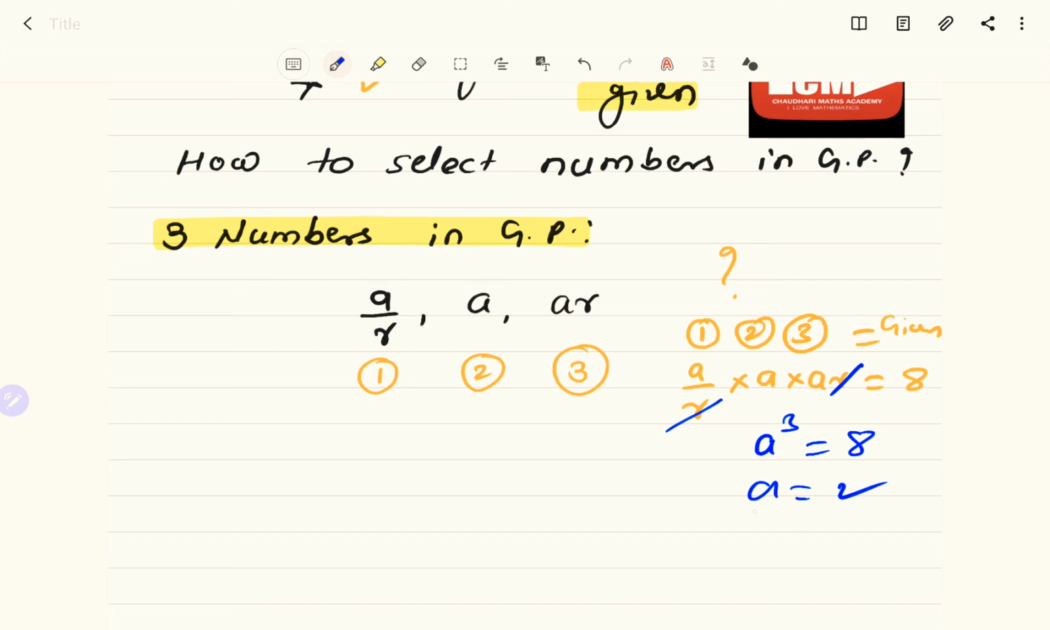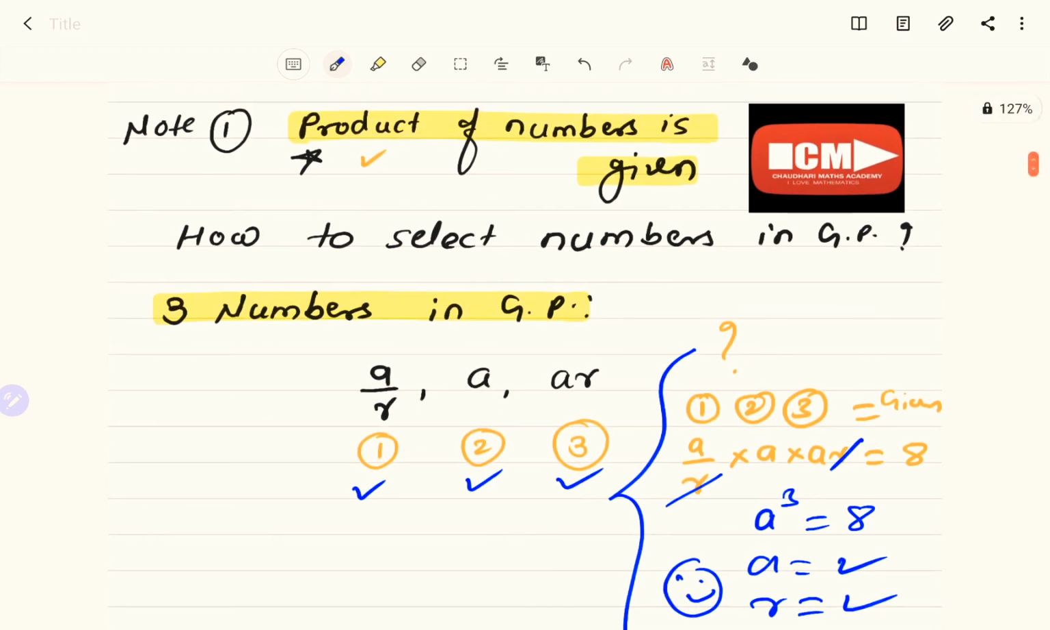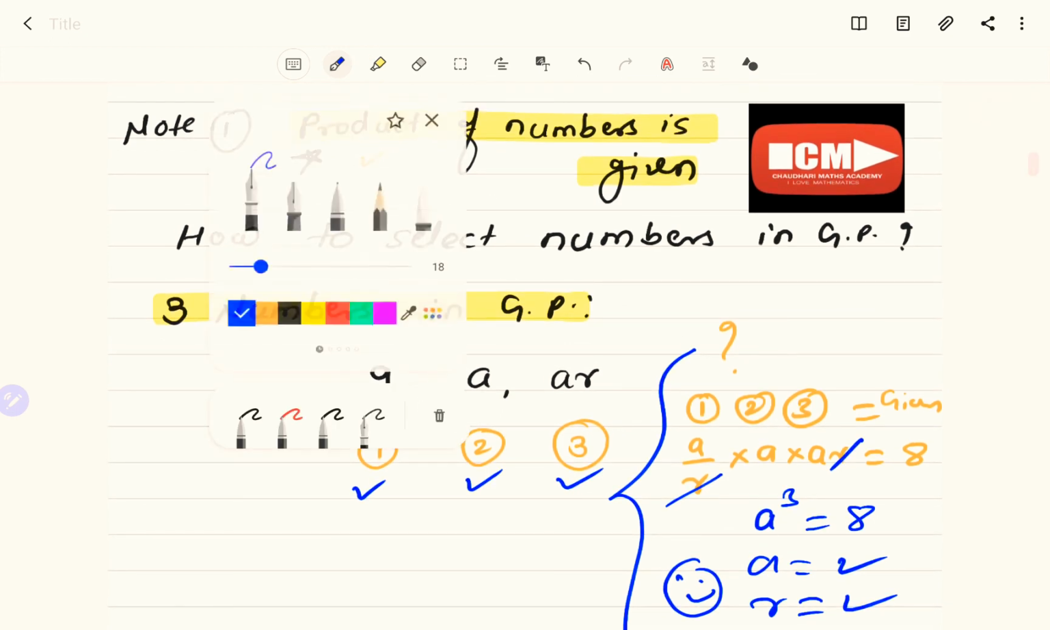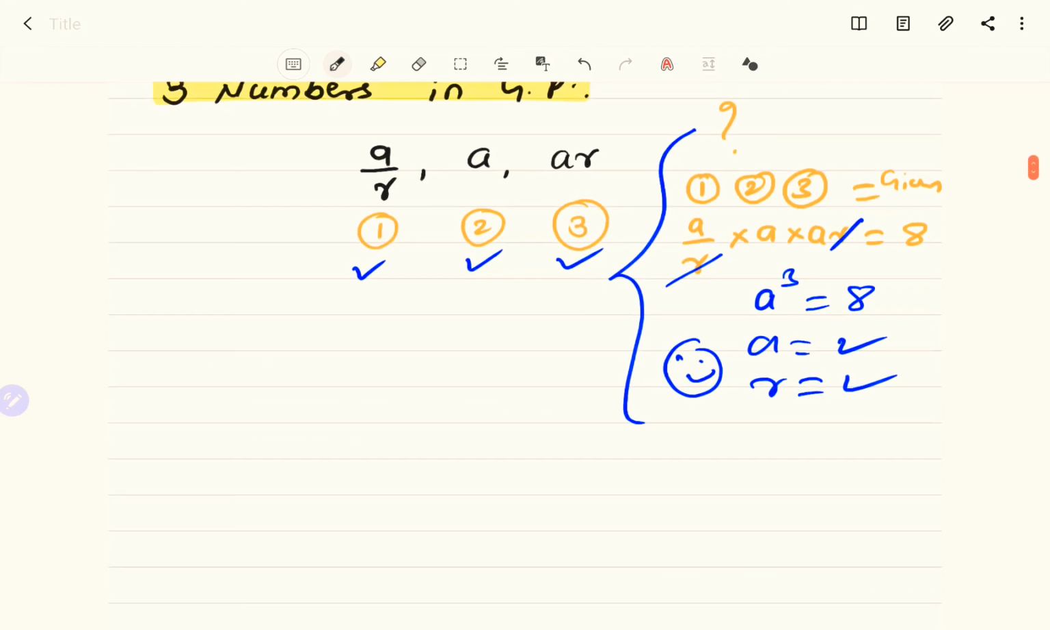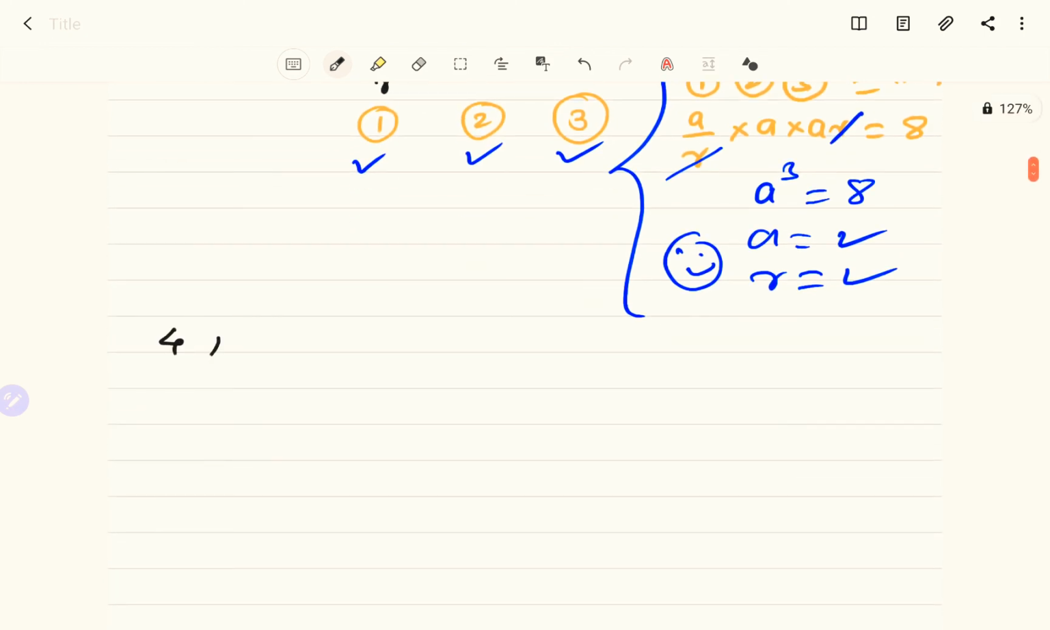Once we get A, we can find out the value of R. And once we know the value of A and R, we can easily find out all these 3 numbers. So this is the simple reason behind selecting 3 numbers in GP in this particular way if the product of 3 numbers is given. Then what if 4 numbers of GP are required? So let's try to select 4 numbers of GP provided the product is given.